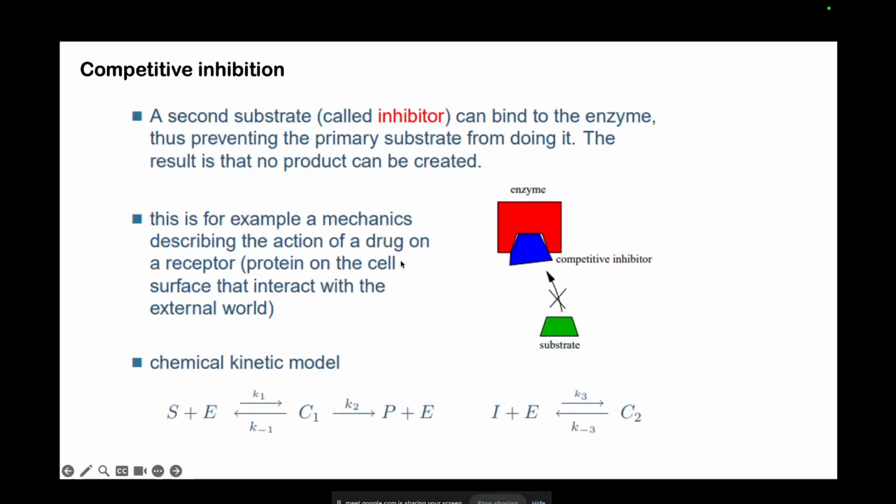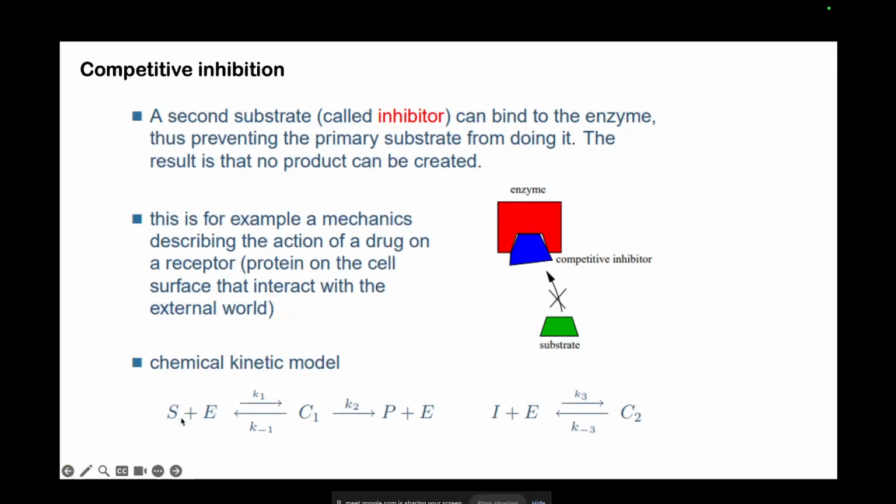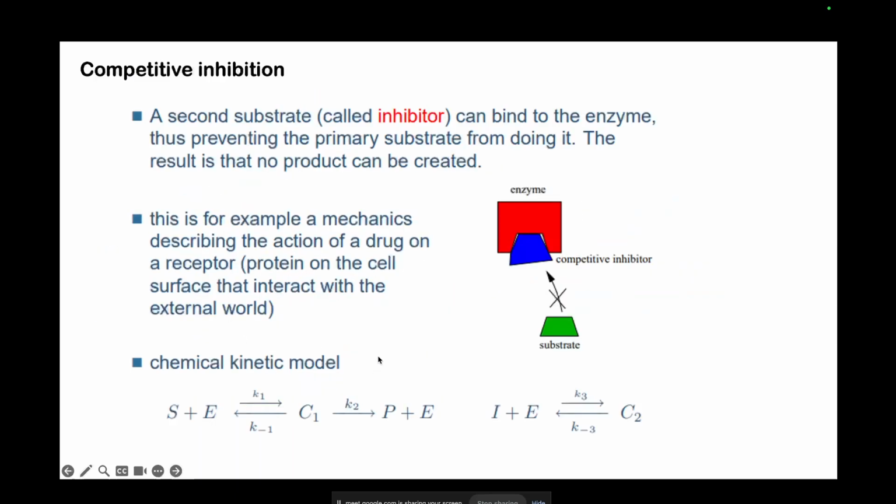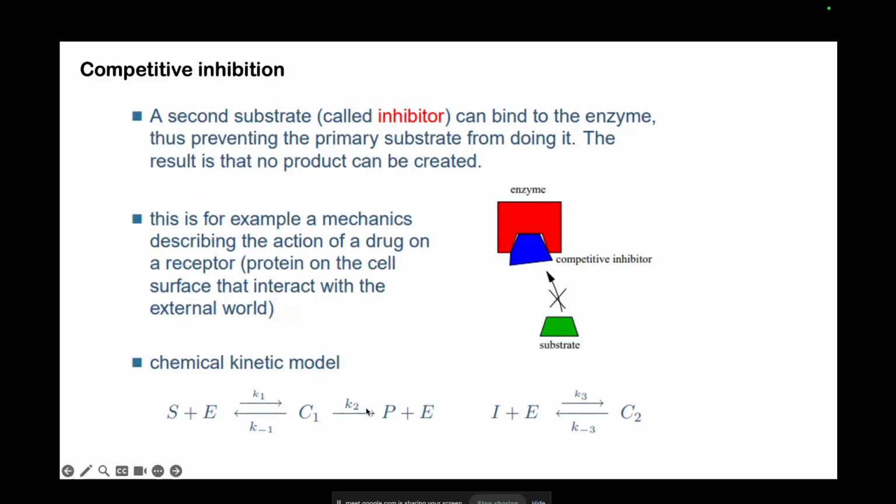Now, how do you model that? As you can see, there are a lot of equations involved. First, you model dS/dt. dS/dt only depends on this particular reaction, which is negative k1 and positive k minus 1, right? So negative k1 and positive k minus 1. If you want to do it for E, you do a similar thing, and you do it for all: C1, C2. C1 is actually the enzyme substrate complex. Now C2 is the enzyme inhibitor complex, right? You write differential equations for all these.